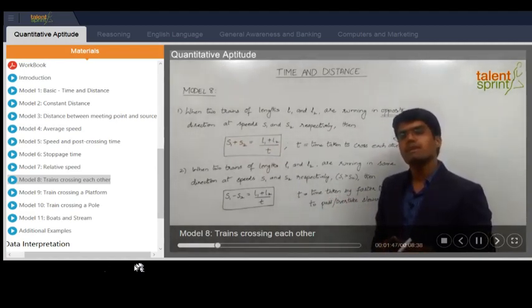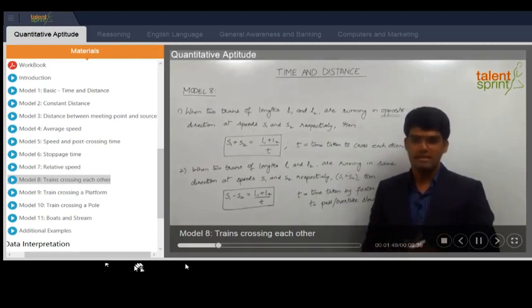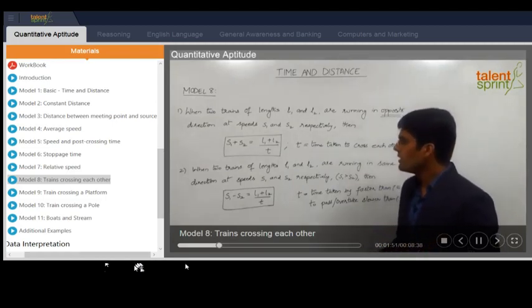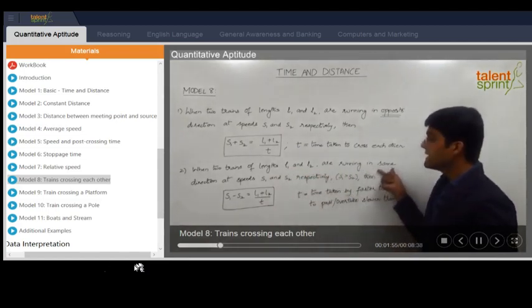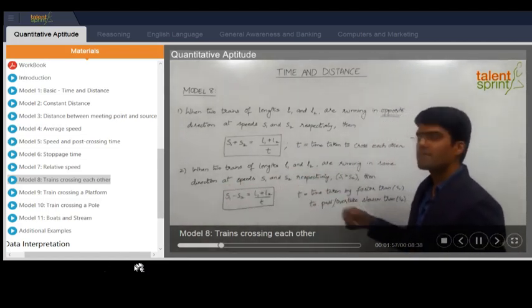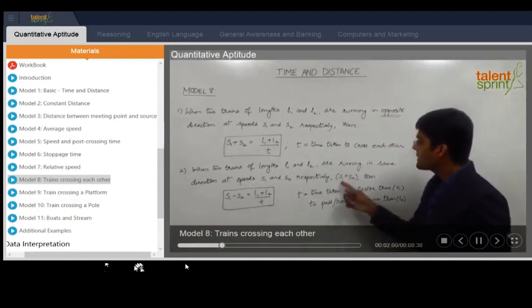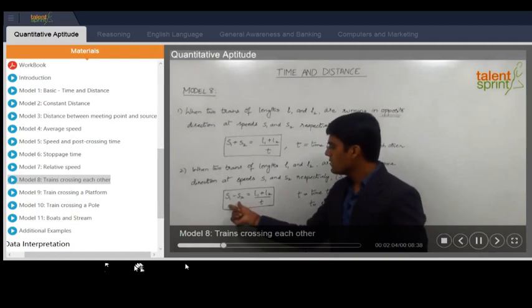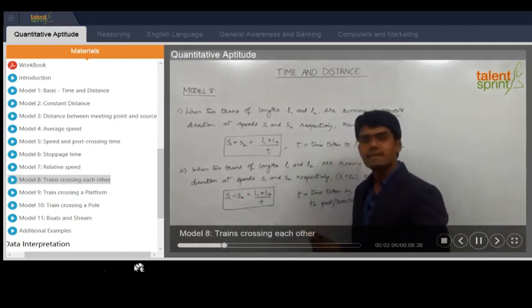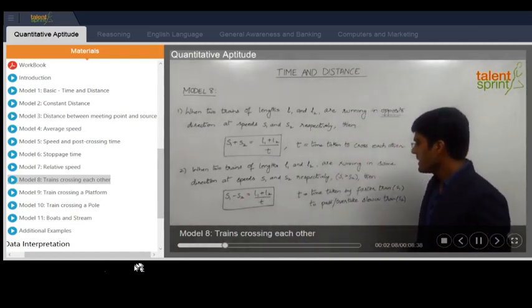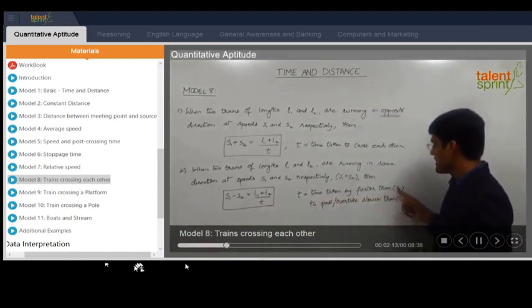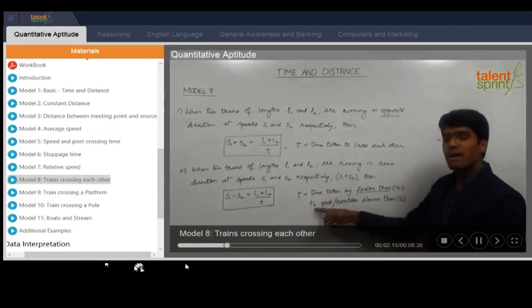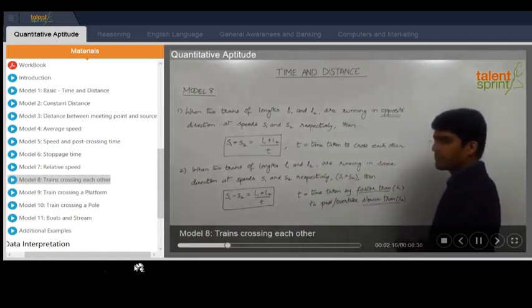Similarly, let us now understand the equation to be used when the two trains are moving in same direction. Now here, when two trains of lengths L1 and L2 are running in same direction at the speeds S1 and S2 respectively, where S1 is greater than S2, then S1 minus S2 equals (L1 plus L2) by T is the equation to be used. And T here is nothing but the time taken by the faster train, which is running at the speed S1, to pass or overtake the slower train.